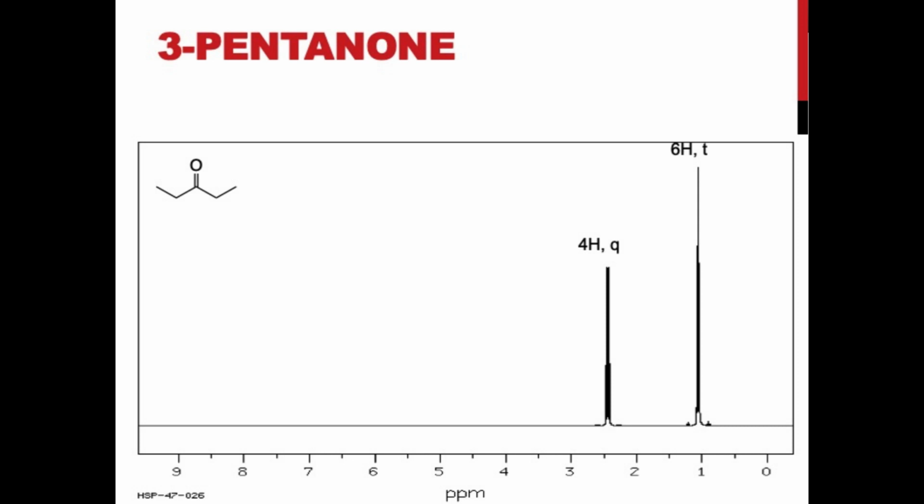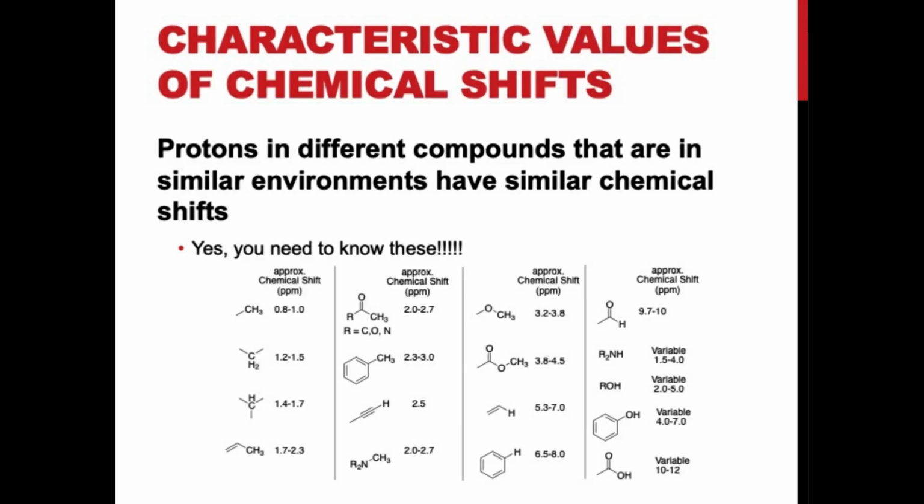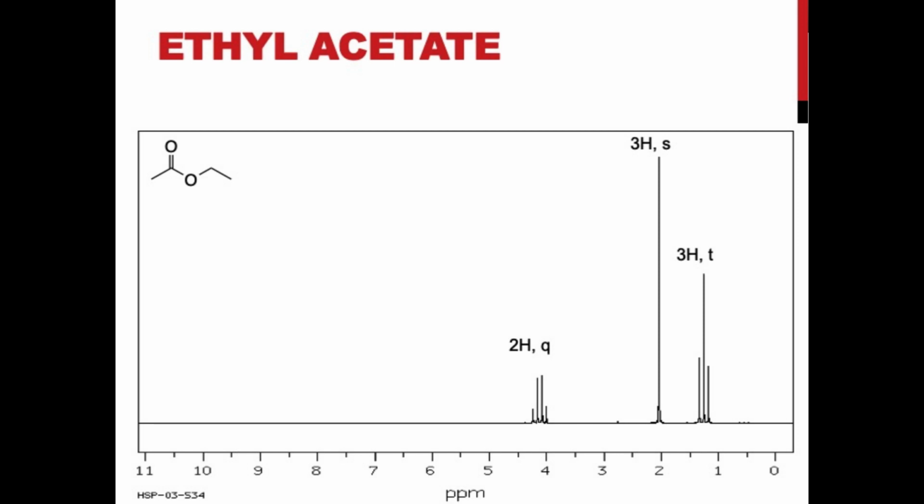But now the CH2s that are beside the ketone, they're bonded to a carbon that has a functional group on them. They're going to be at like 2.5. And we can come over here and see CH3 beside a C double bond O between 2 and 2.7, right? Ethyl acetate, you kind of see them both put together, where you have the methyl group beside the C double bond O, comes here right around 2.